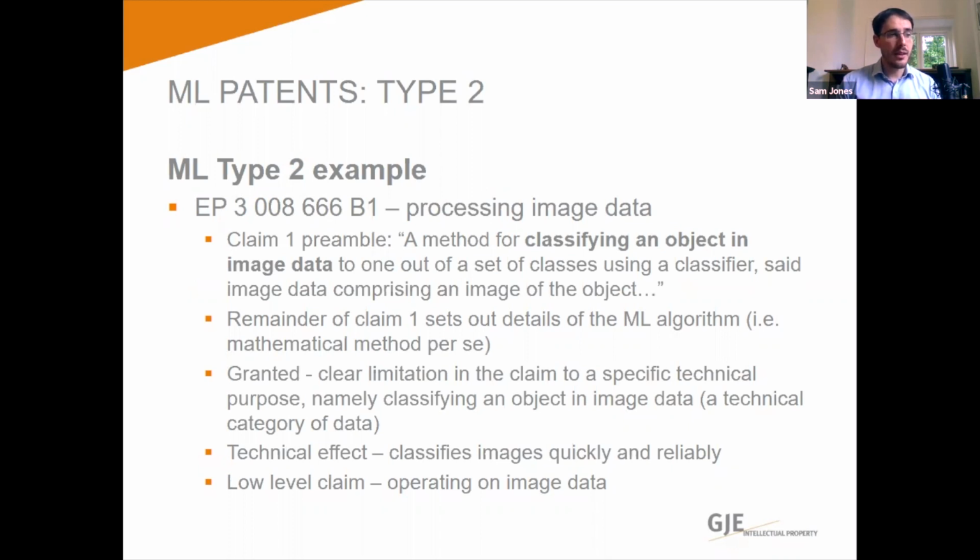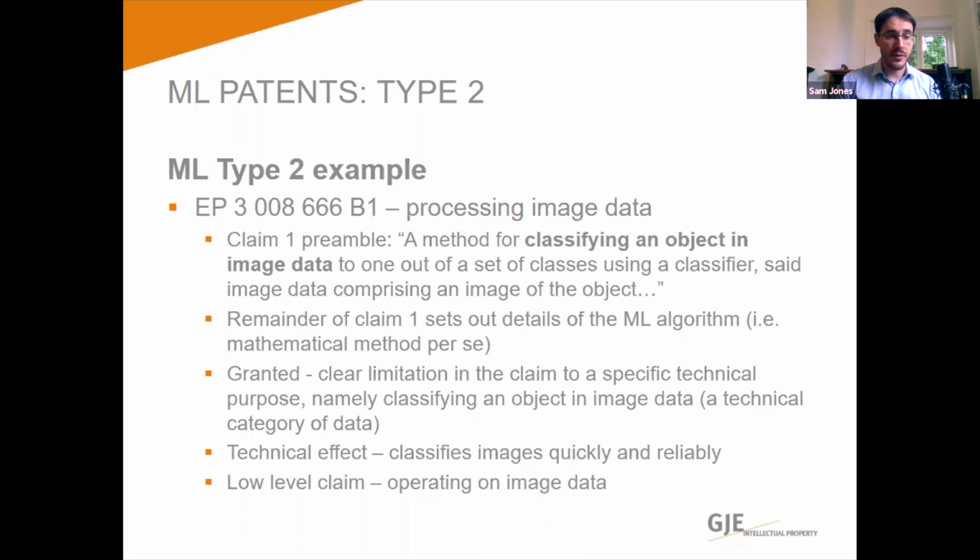You can see that the reason that this patent has got technical character is that the claim has been limited specifically to a method for classifying an object in image data. So there you've got an explicit limitation to image data, which is considered to be technical. And so that's how you gain your technical character for this claim.